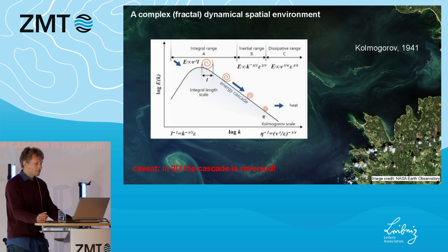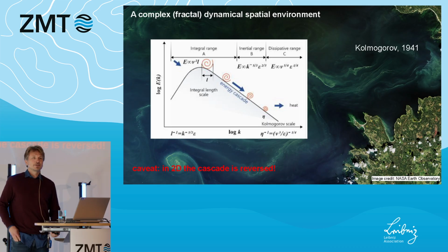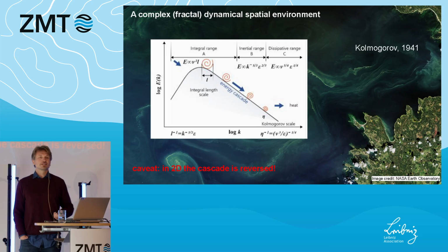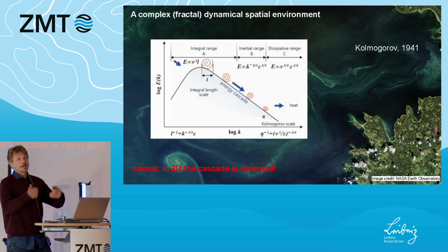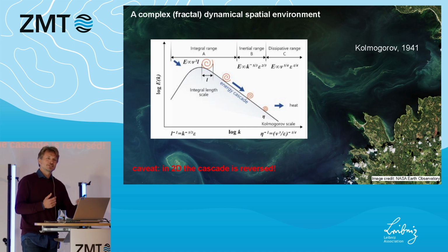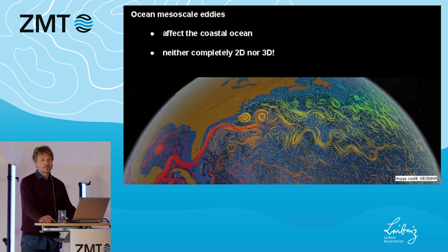Okay, so there's another caveat, which is that if you're actually operating in 2 dimensions, let's say the ocean surface, if that was a 2-dimensional fluid, then this cascade is reversed. So the smaller eddies become larger eddies, and there's competition between these 2 aspects of turbulence. Okay, here's a nice image by Geomar, a simulation that highlights this complexity of the ocean.